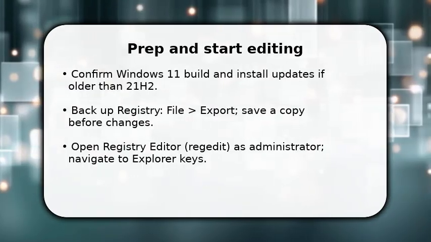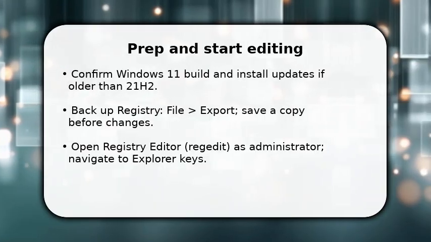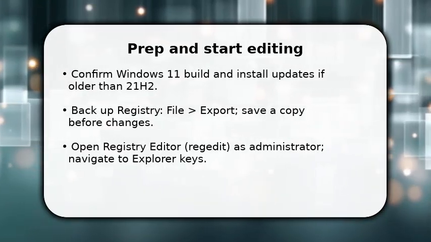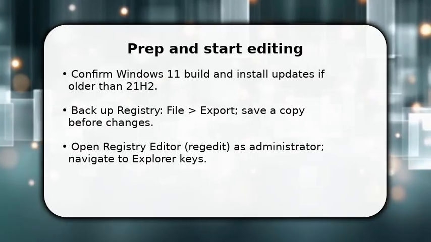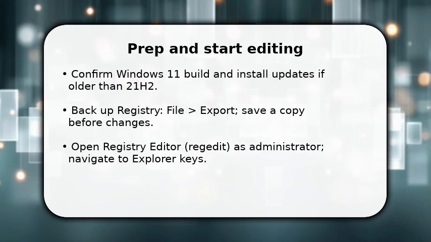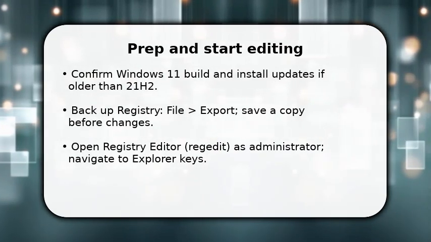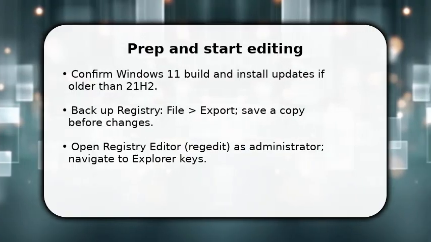Then run Registry Editor as administrator and go to HKEY_CURRENT_USER\Software\Microsoft\Windows\CurrentVersion\Explorer\Advanced. This is where the taskbar options live. You'll create or edit values here to change alignment and size. Start now, don't skip the backup.